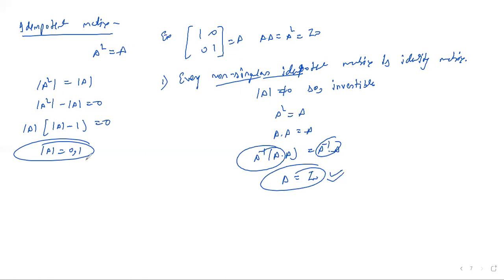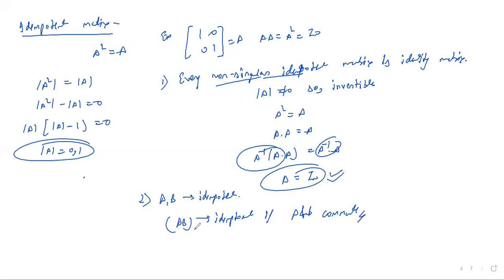Now we have two idempotent matrices, A and B. These are my corresponding idempotent matrices. Then AB, the product of these two matrices, will be idempotent if A and B commute.